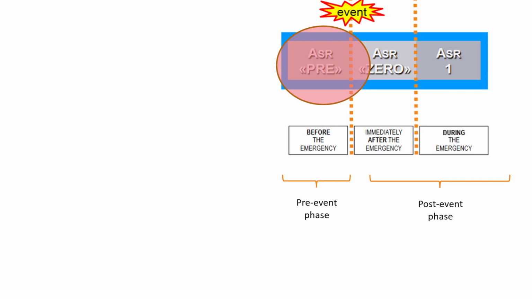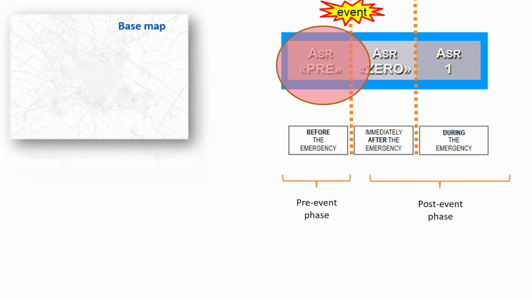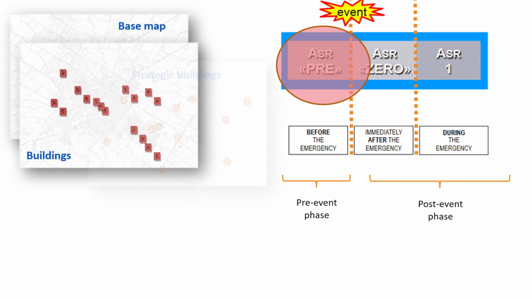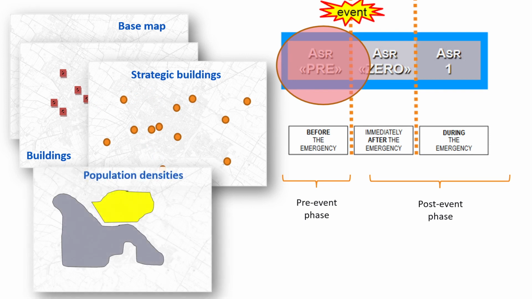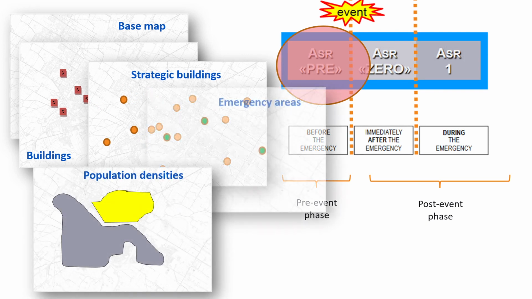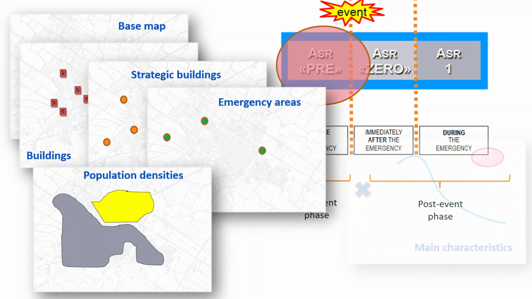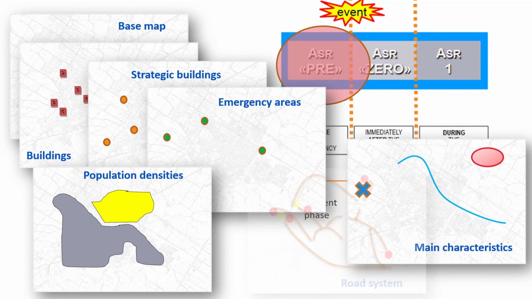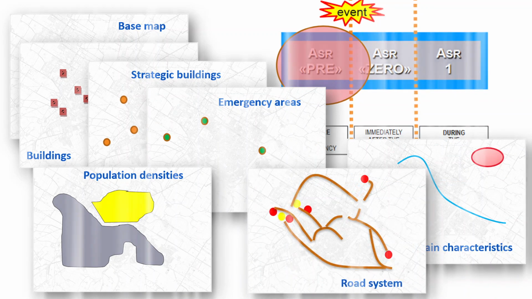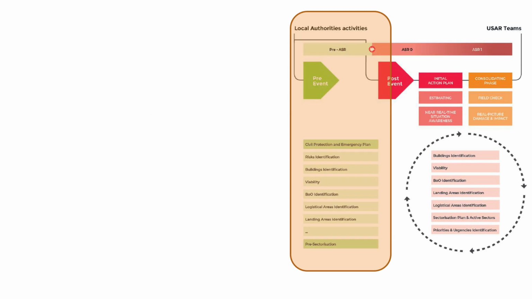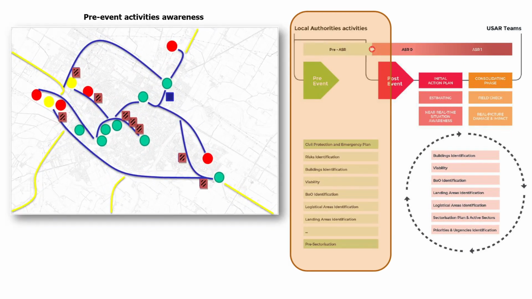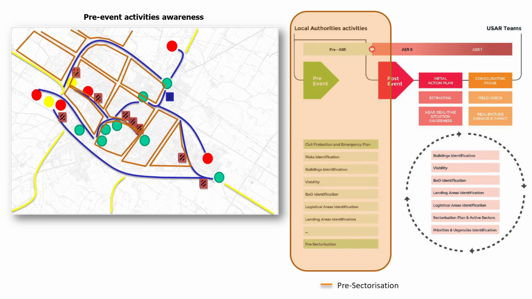The pre-crisis phase involves the collection and analysis of the base map, buildings, strategic buildings, population densities, emergency areas, main characteristics, and road system. As a result, the pre-crisis framework is a pre-event operational map where all the relevant information needed to manage the scenario is identified, including pre-sectorization.